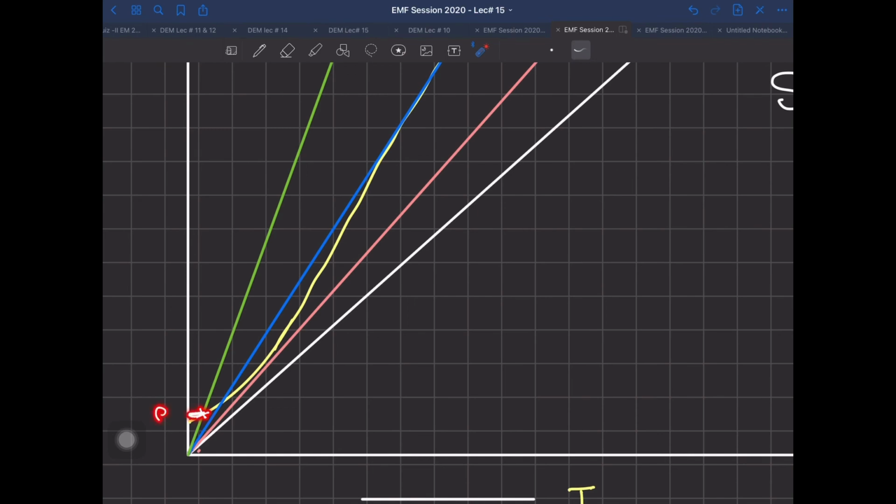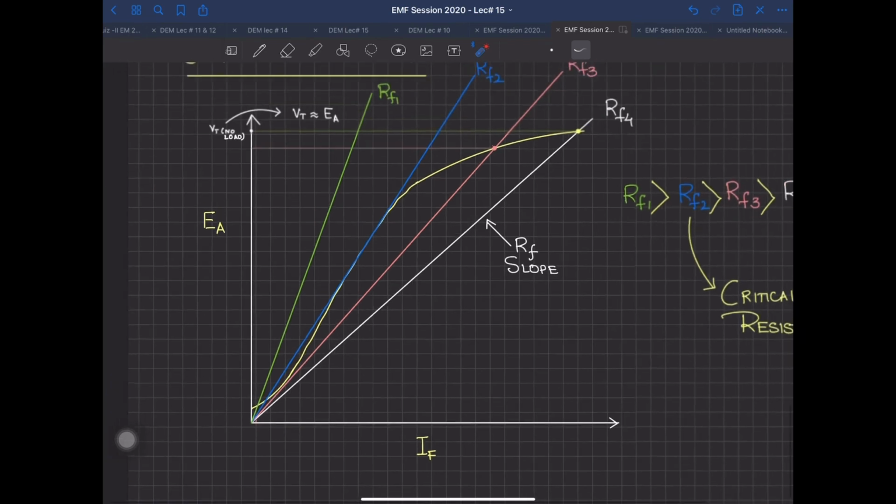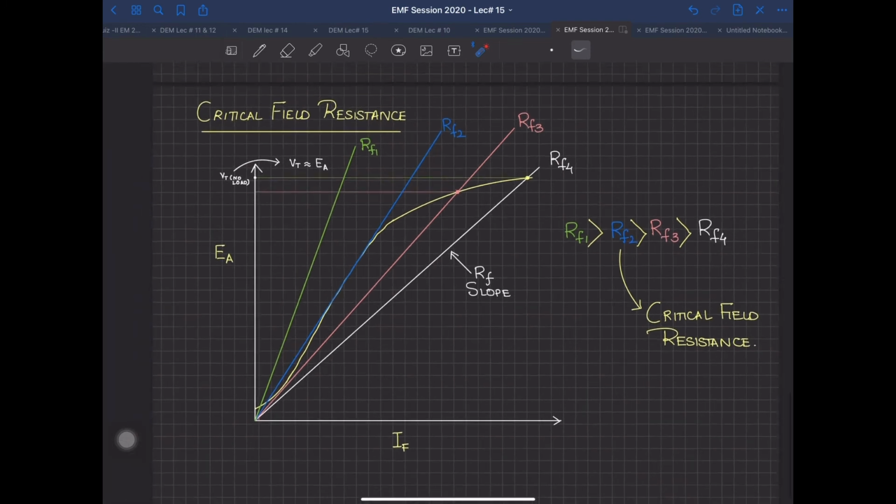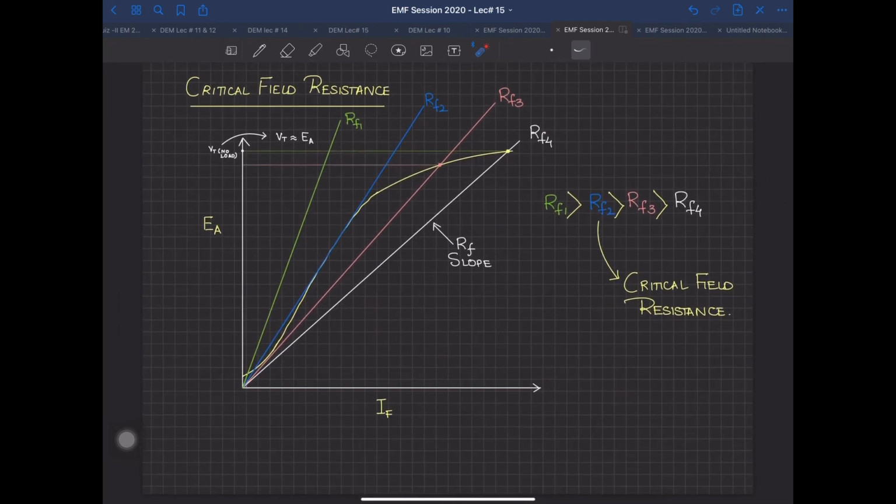So the voltage is almost equal to the residual voltage that is inside. So you are actually not giving enough field current to your field winding so that it can actually produce voltage. So RF1 is the higher resistance than all of these four over there. So this means that RF1 is the highest value and RF4 is the smallest value. And if you have to pick one of these four, RF2 is the critical field resistance.